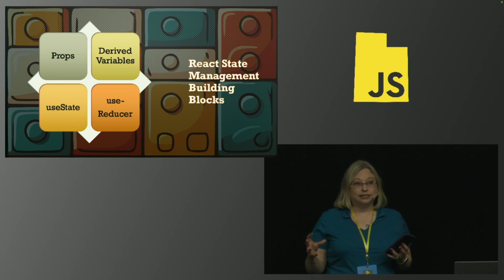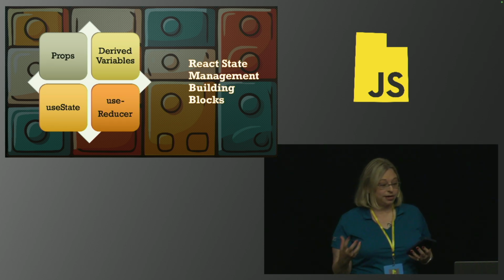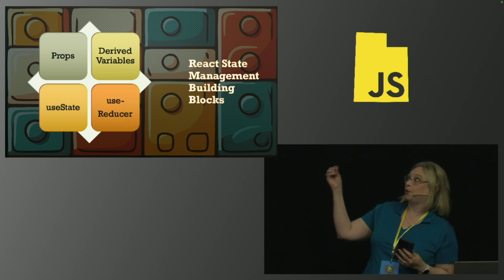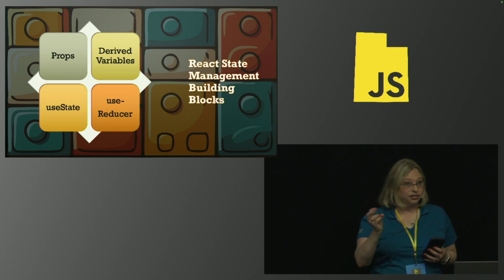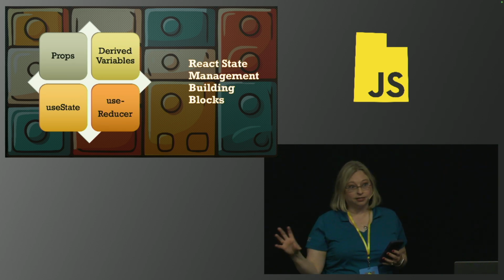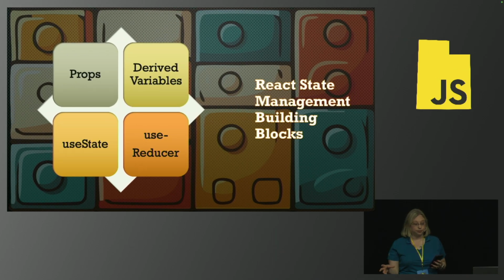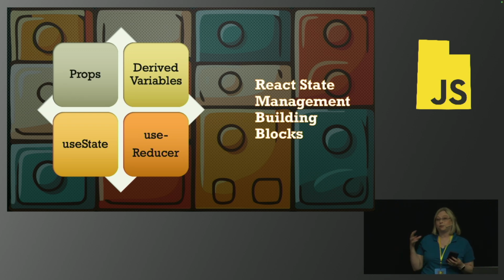The basic building blocks in React are props, derived variables, useState, and useReducer. In my mind, I start with props. You always start easier and then you add complexity, because if you start with stuff that's really complicated, you're going to end up with complexity you don't need. What you really want to do is organize it so the complexity is in the areas that matter most, right?